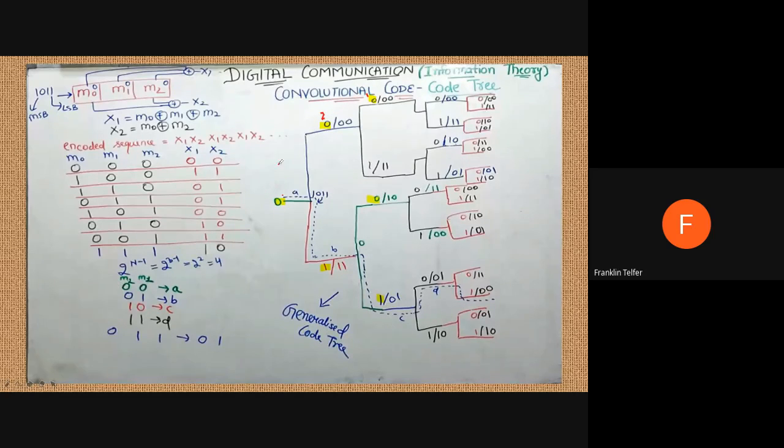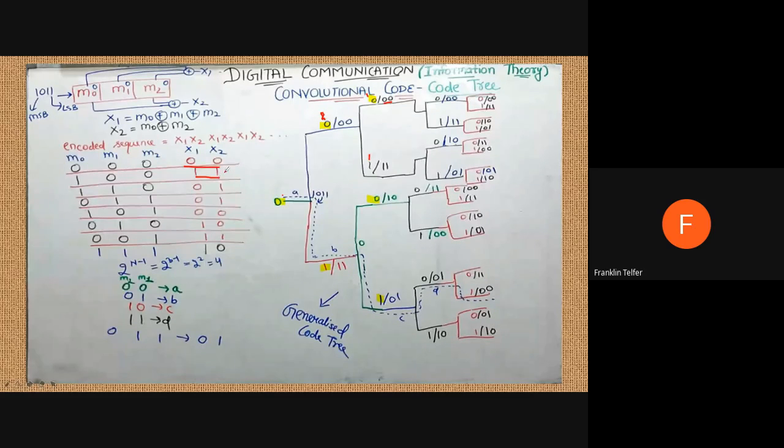So 0 0 0, we get the output 0 0. Then you have to write it here. Similarly, you trace from this side, number 1, number 2, number 3. So 1 0 0, you have 1 1. You must go and see the lookup table.